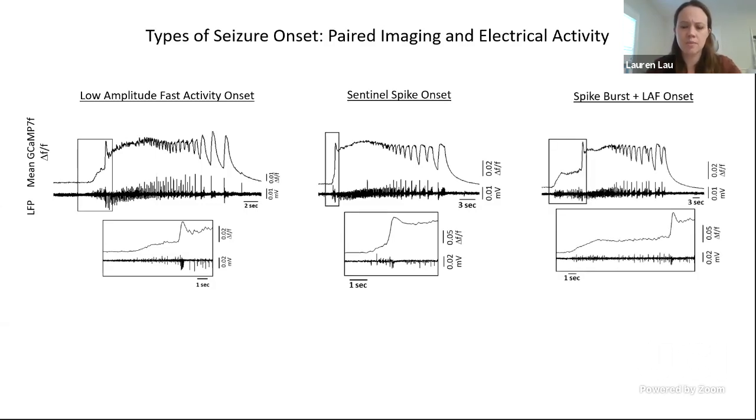And the final type of onset that I observed was spike burst plus low amplitude fast. So in this type of onset, it's really initiated with a spike, a high amplitude calcium spike, which in the LFP is this sort of barrage of electrical activity, and then it's preceded by several seconds of low amplitude fast activity before the transition to the full seizure.